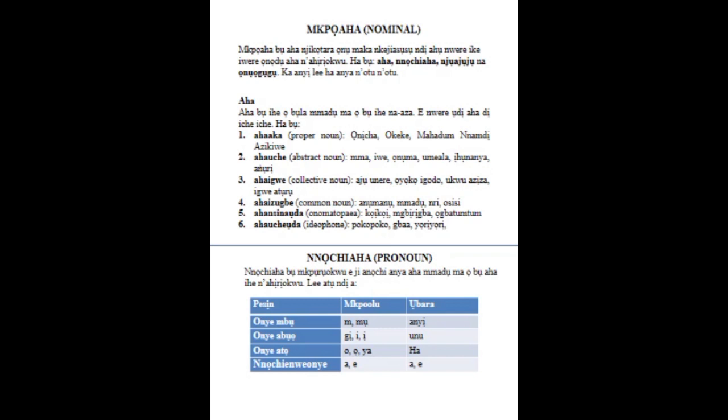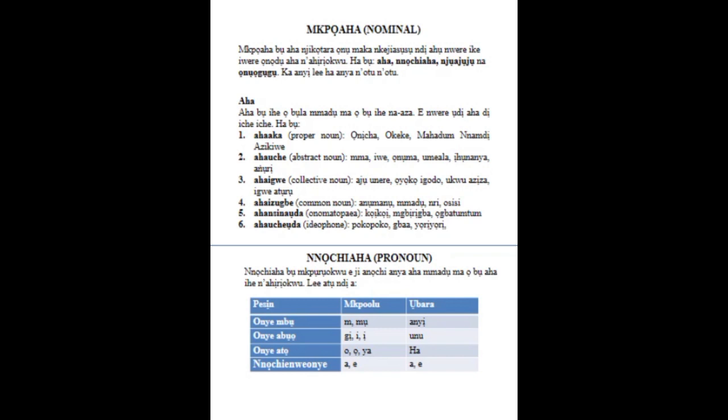Aha. Aha bụ ihe ọbụla mmadụ maọbụ ihe na-aza. Enwere ụdị aha dị iche iche. Aha, noun, is what somebody, anybody, human being, or anything is called. We have different types of aha. They are: number 1, aha aka, proper noun.